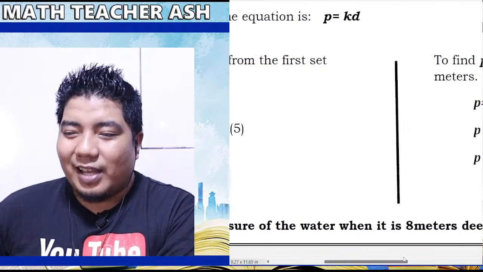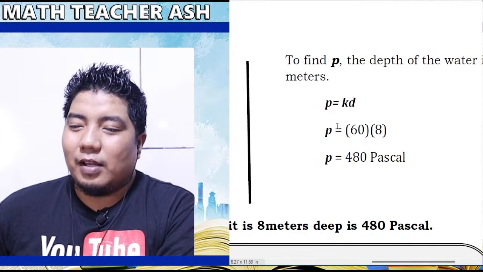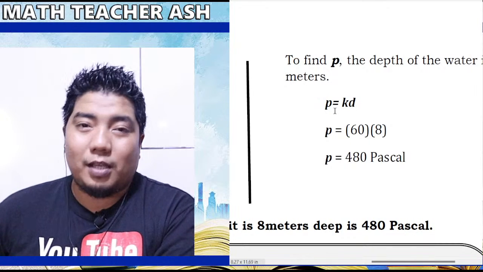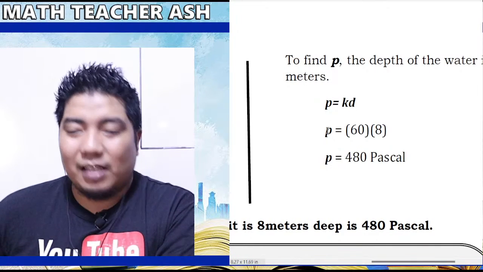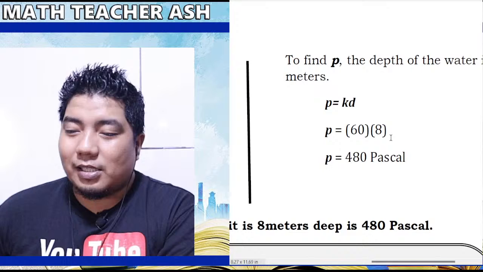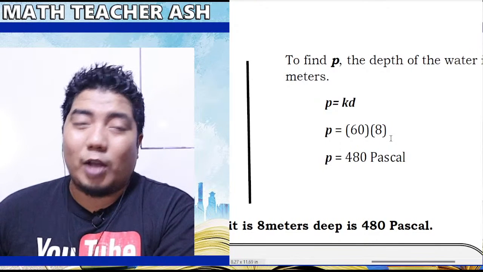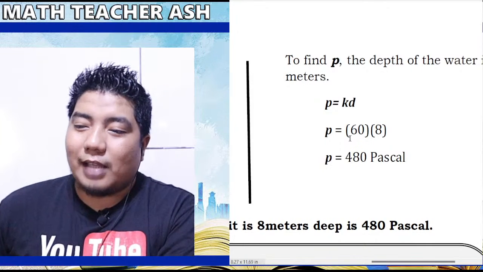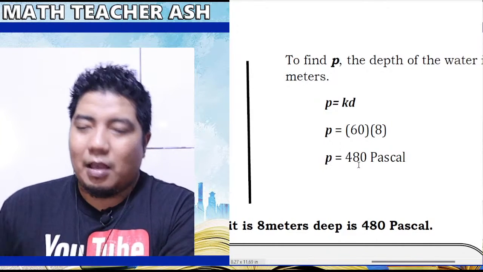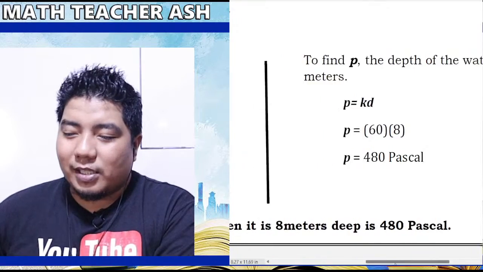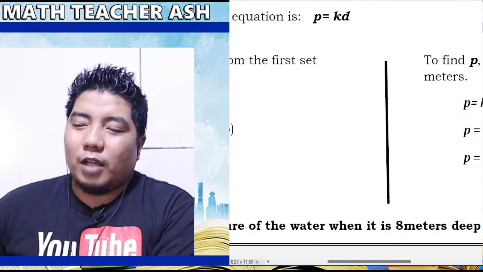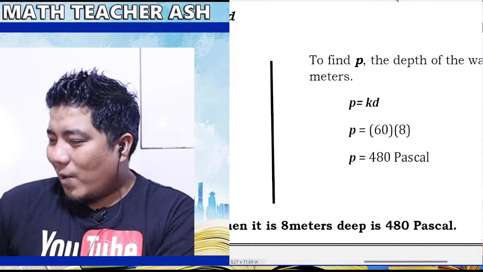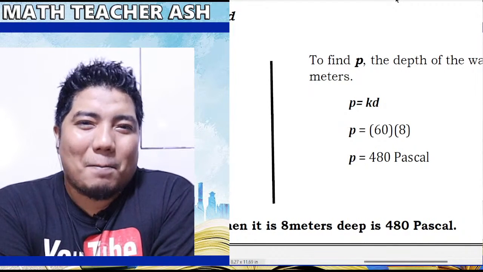And now, what you will do is you make your equation of variation. So, P is equal to KD or P is equal to 60 D. And your D right now is 8. So, isosolve natin ngayon kung ano yung pressure kapag 8 meters na ang deep or depth of the water. So, 60 times 8, that is 480 pascals. And therefore, you can say that the pressure of the water when it is 8 meters deep is 480 Pascal. Alright. Ganun lang kadali, my dear math learners.